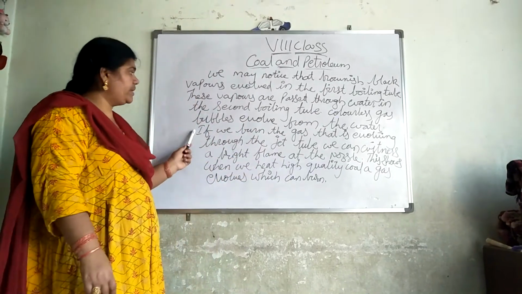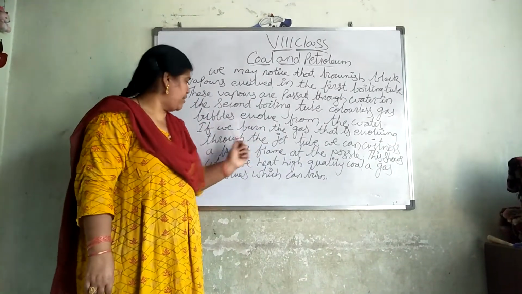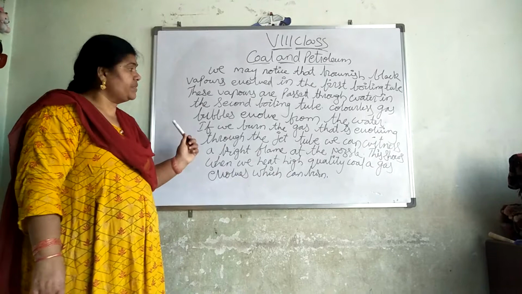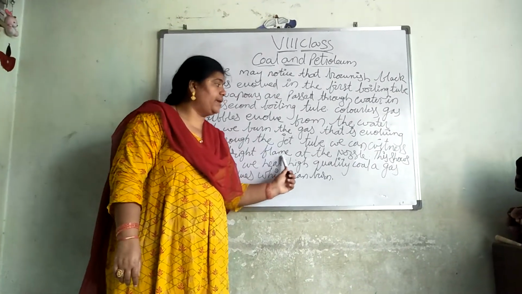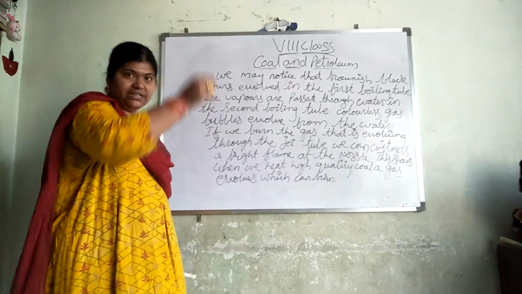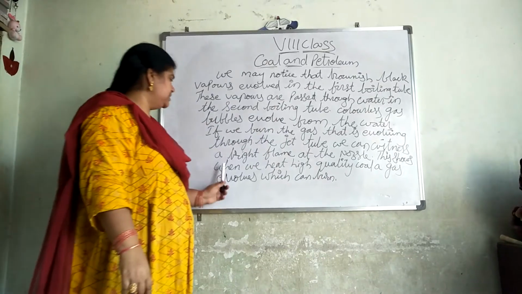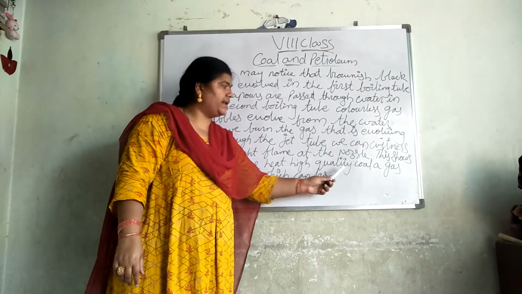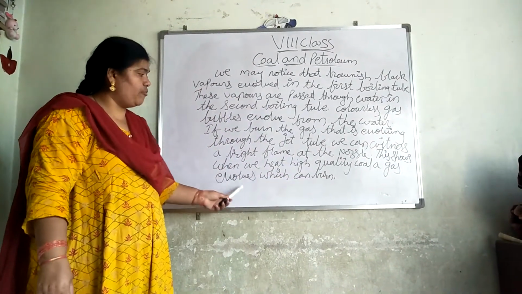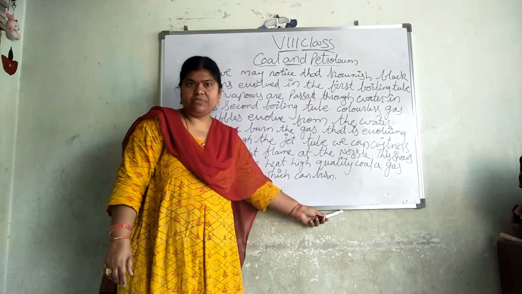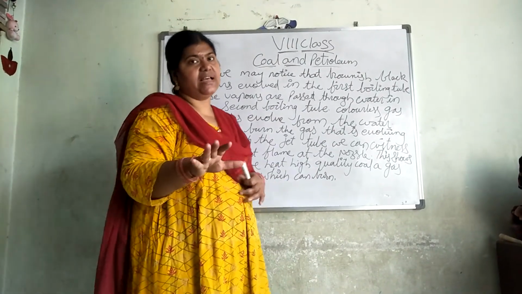At that moment, what will happen? If we burn the gas that is evolving through the jet tube, we can witness a bright flame at the nozzle. There we kept a jet tube, no? From there we can see. This shows that when we heat high quality coal, a gas evolves which can burn. This is the experiment. This is an 8 marks answer.